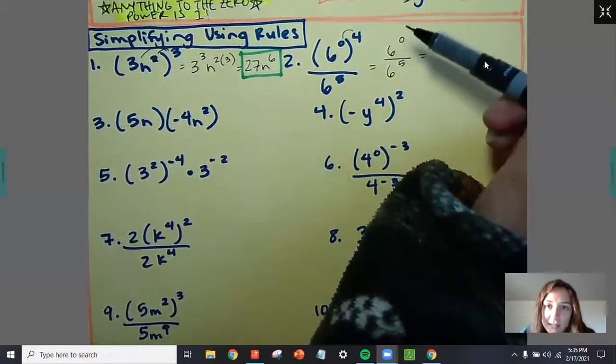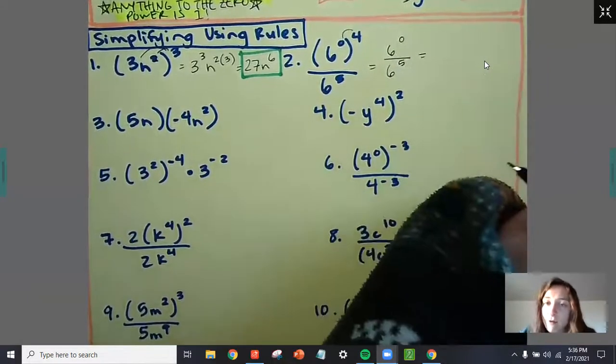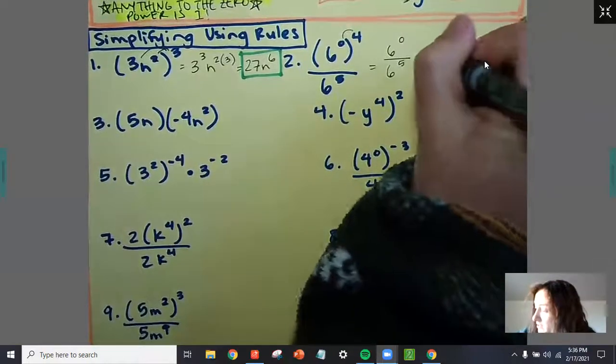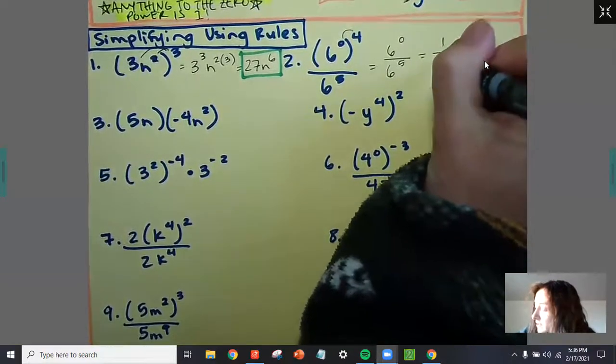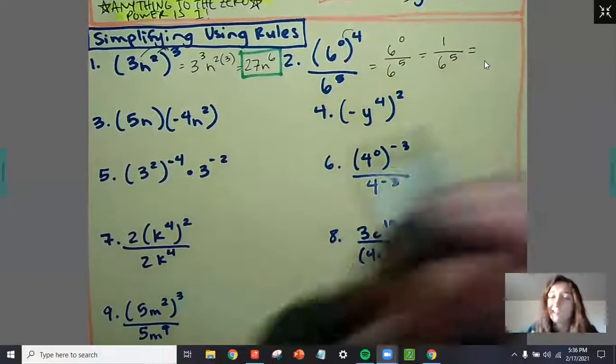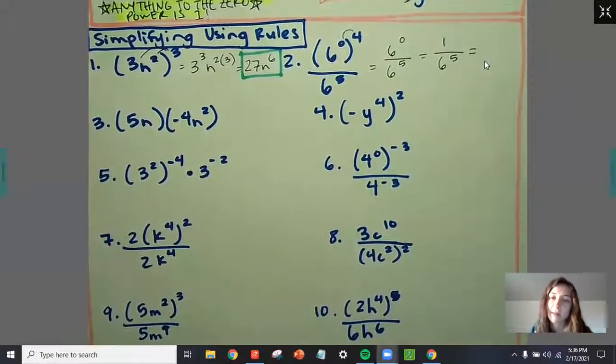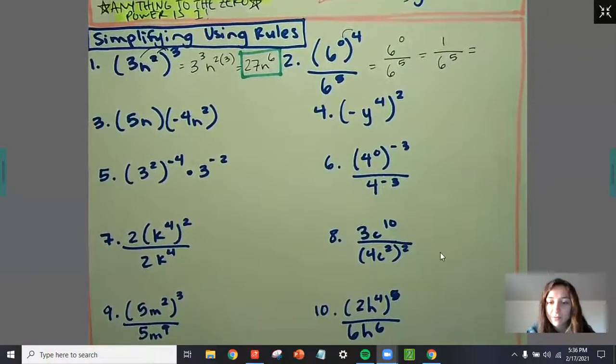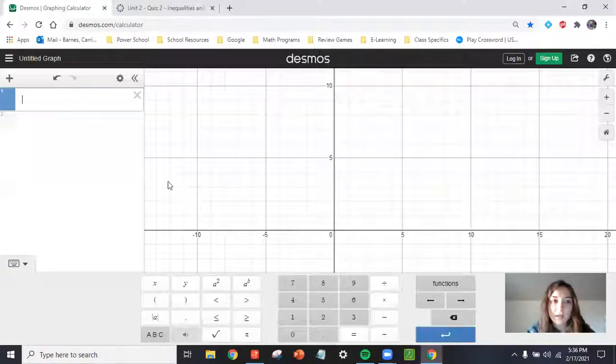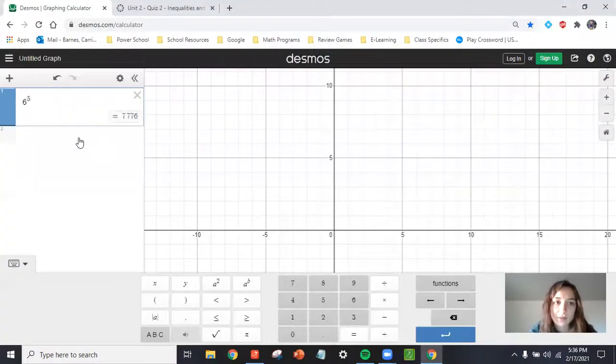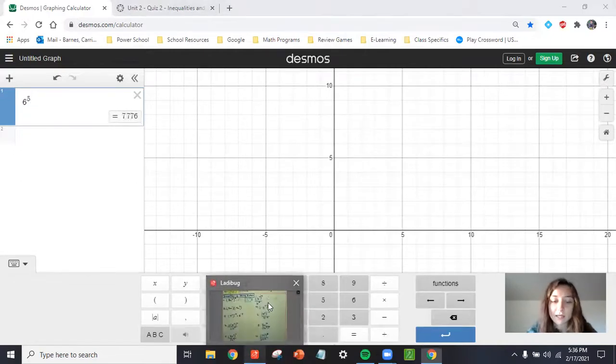We can subtract these guys, or we can just say 6 to the 0 power is 1, because anything to the 0 power is 1, and then we have 6 to the 5th on the bottom. Not really sure what 6 to the 5th is off the top of my head, so let's just go to Desmos. And we're going to type in 6 to the 5th. All right, this is 7,776, so let's go write that in the denominator.